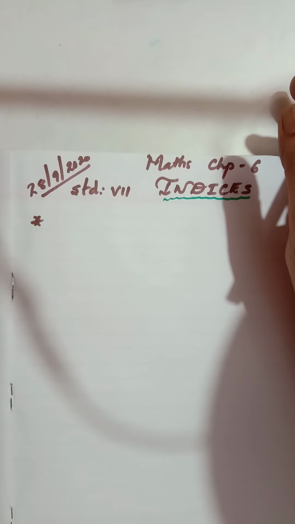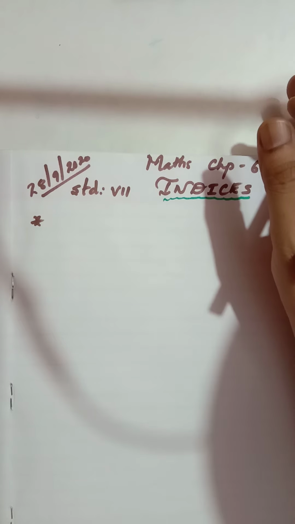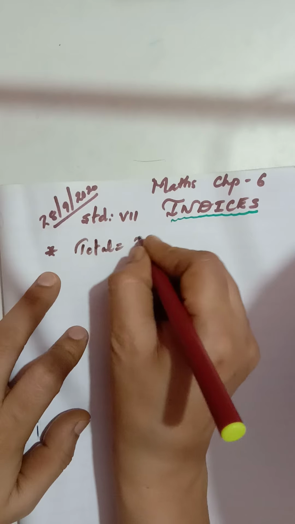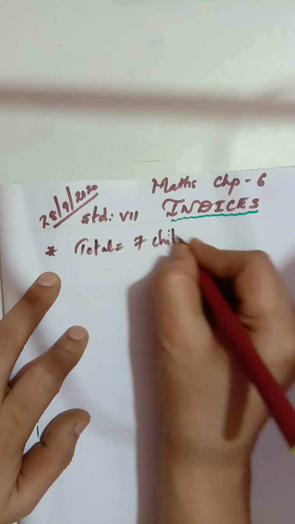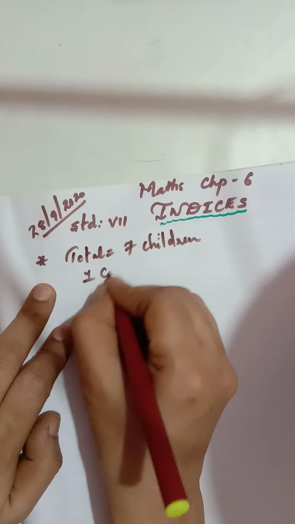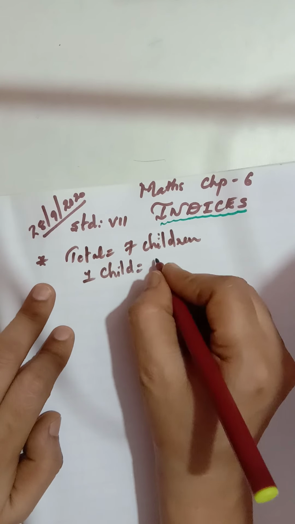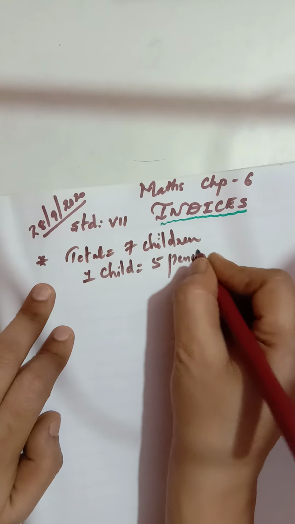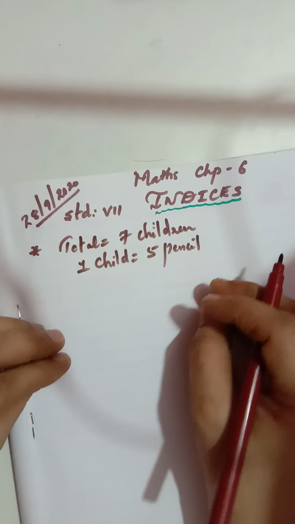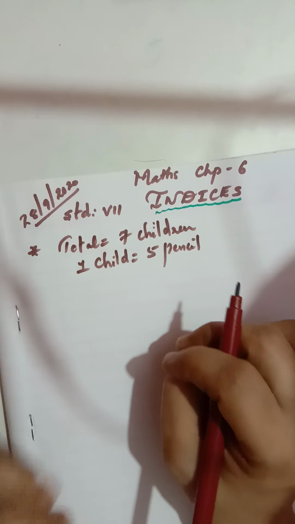Suppose there are 7 children, and each child is given 5 pencils. So there are a total of 7 children, and one child is given 5 pencils. So the question is, what is the total number of pencils distributed among the children?